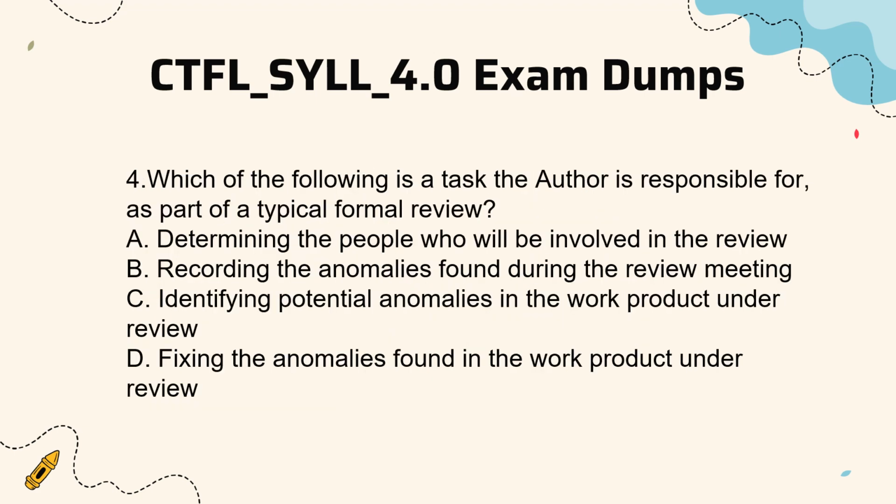4. Which of the following is a task the author is responsible for, as part of a typical formal review? A. Determining the people who will be involved in the review. B. Recording the anomalies found during the review meeting. C. Identifying potential anomalies in the work product under review. D. Fixing the anomalies found in the work product under review.